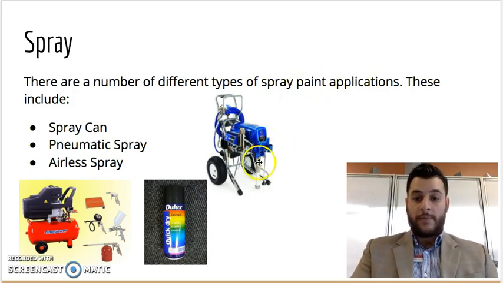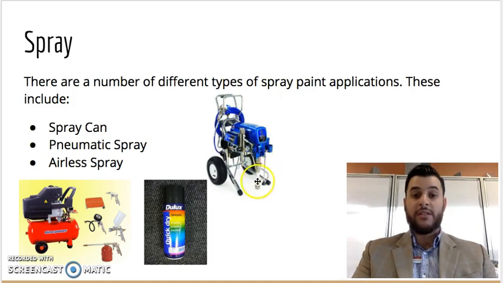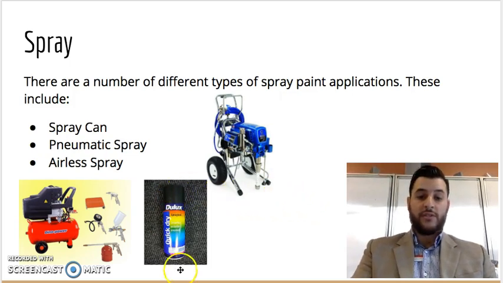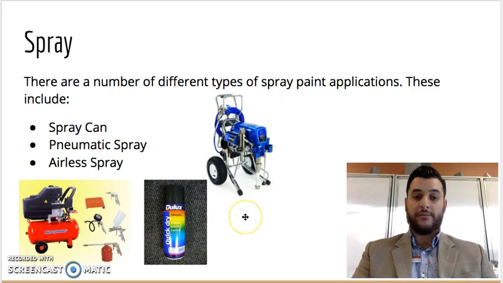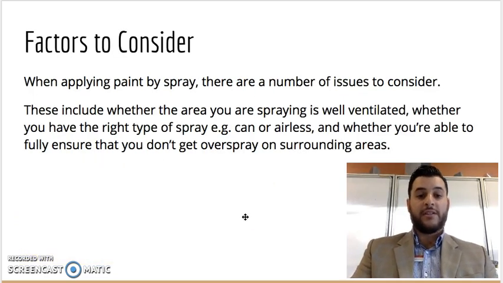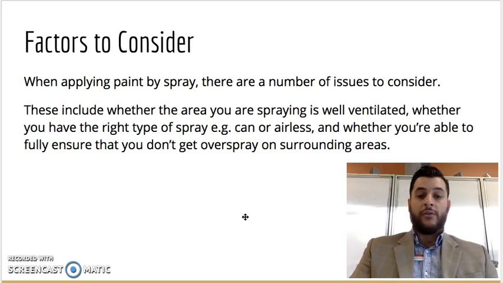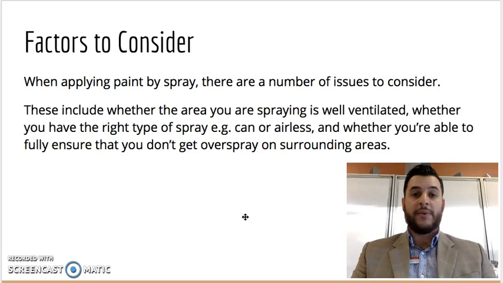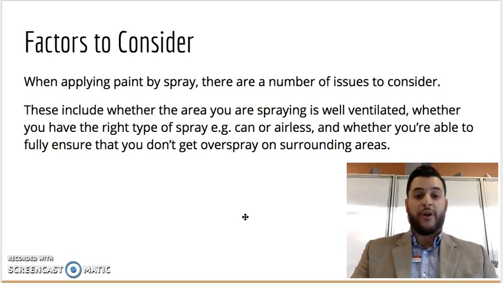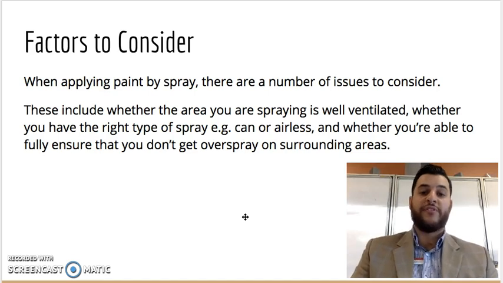This little thing here sits inside your paint tin, and that's what sucks the paint into the motor and out through your gun. And obviously just your spray can, which you can buy from Bunnings. Now, factors to consider when applying paint by spray. These include the area of spraying is well ventilated, so you need to make sure there's plenty of air that's able to get in and out. Whether you have the right type of spray, so can or airless or whatever you need to use. And whether you're able to fully ensure that you don't get overspray on surrounding areas.